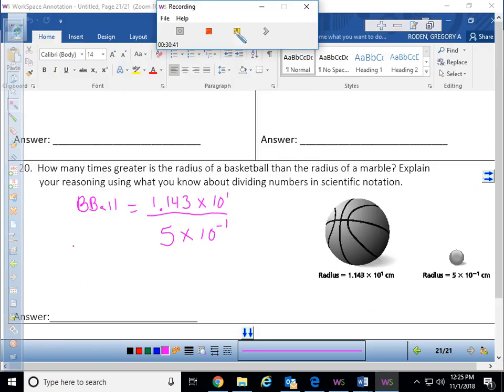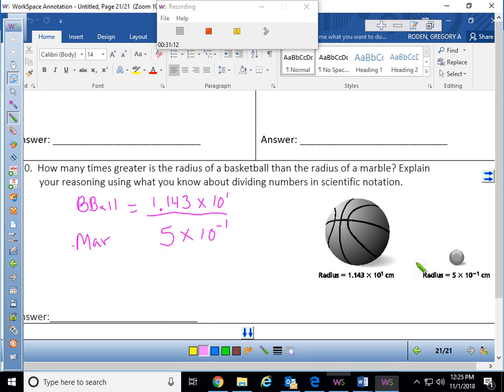Okay, so this last one, we want to see how many times greater this basketball is than this marble. So we know the radius of the b-ball, the basketball, is 1.143 times 10 to the first, and we know the marble is 5 times 10 to the negative first. So we're gonna divide. We're gonna see how many more times. We can do that by dividing. That's why they said use your knowledge about dividing. Alright, so we can do that.